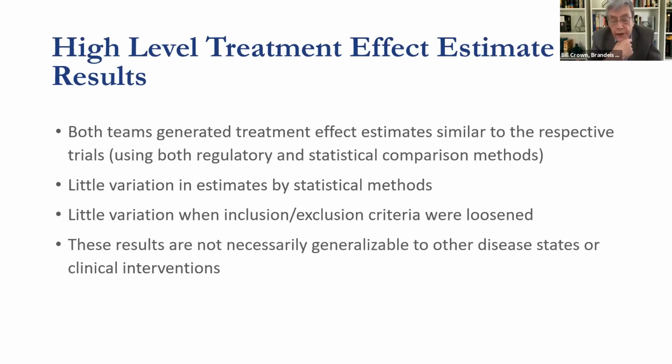In terms of the treatment effect estimates, both of the teams generated treatment effect estimates that were very similar to their respective trials. And that was true using both the regulatory and the statistical comparison methods. So across both those methods, they were similar. There was very little variation in the estimates by statistical methods. There was variation, but it was not large.